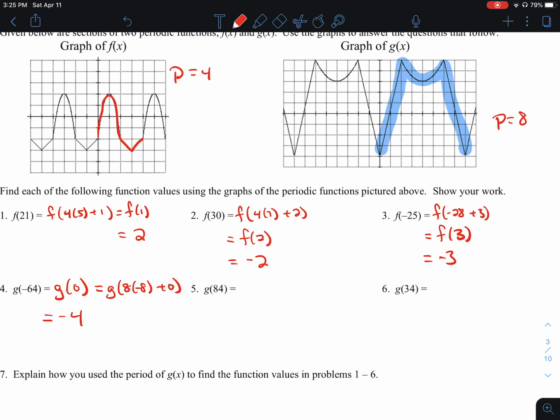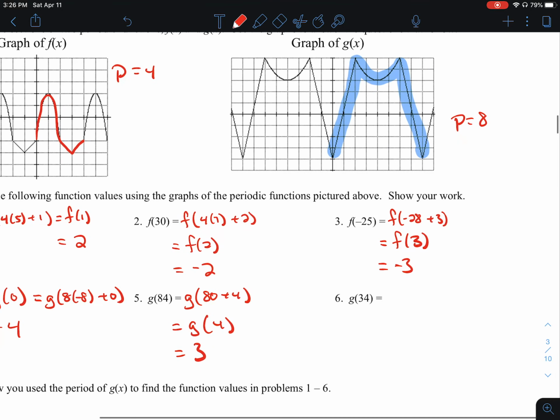G of 84. Well, G of 84 would be the same as G of 80 plus 4. What is G of 80? Well, that is 10 cycles of period length 8. This is equivalent to us just figuring out what G of 4 is. If I look at my graph, 1, 2, 3, here's G of 4. If I go up, 1, 2, 3, it has a height of 3, so that's the same as 3.